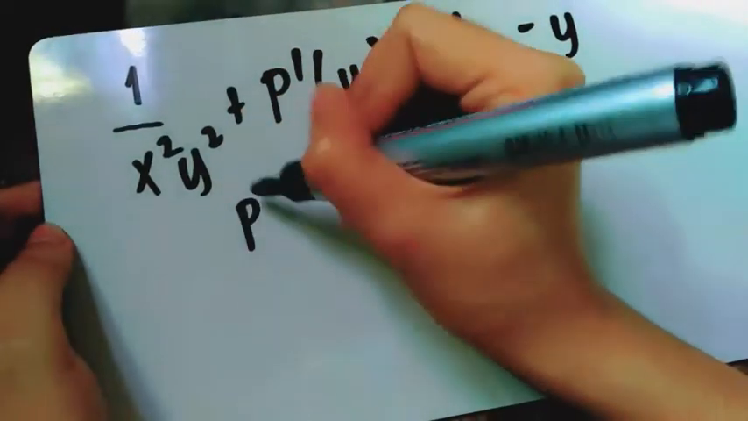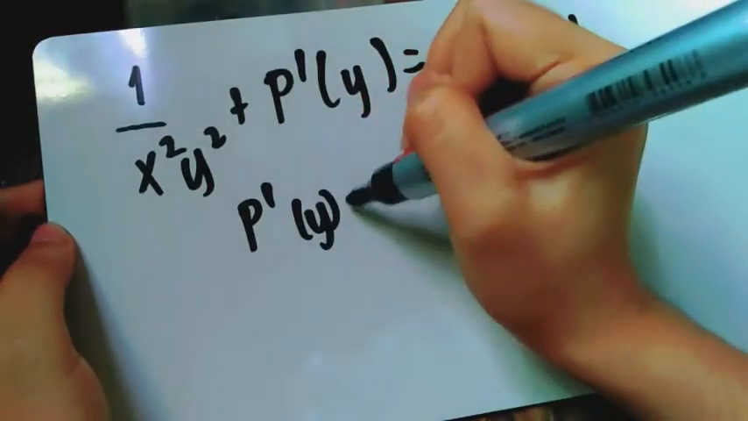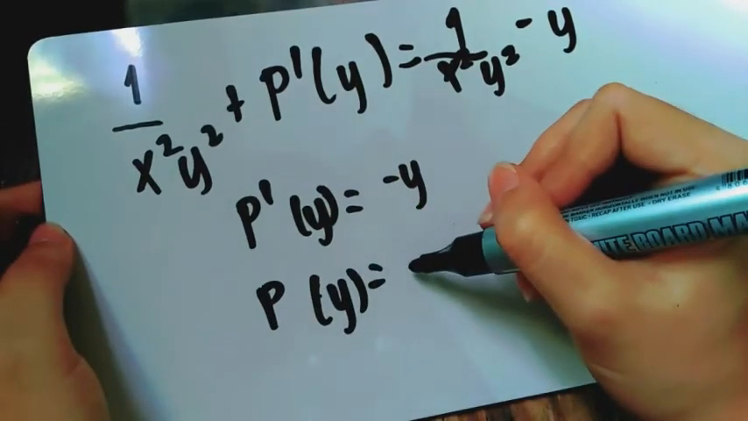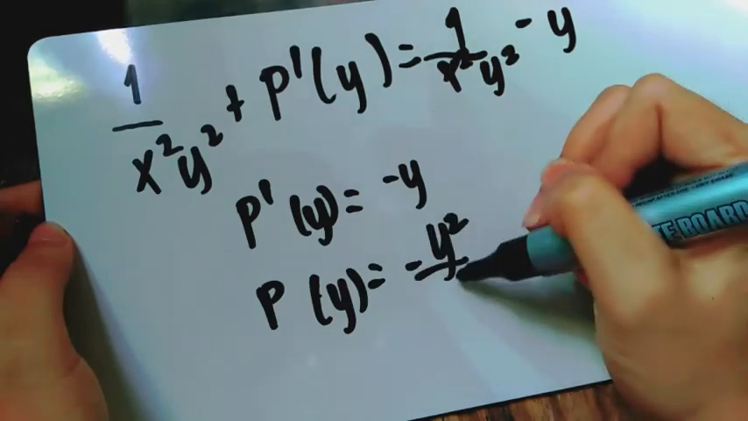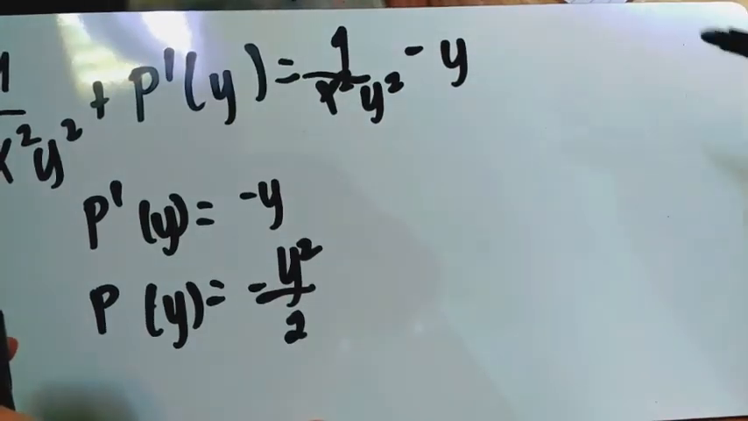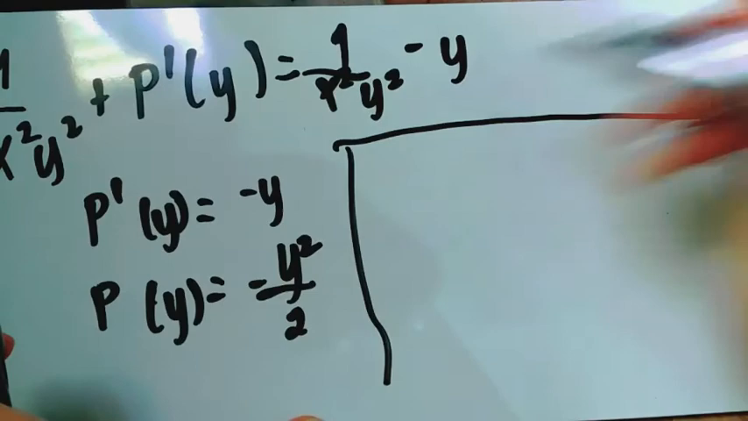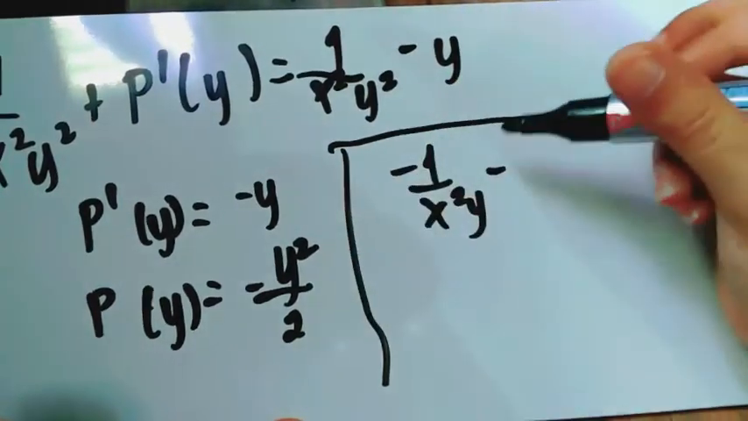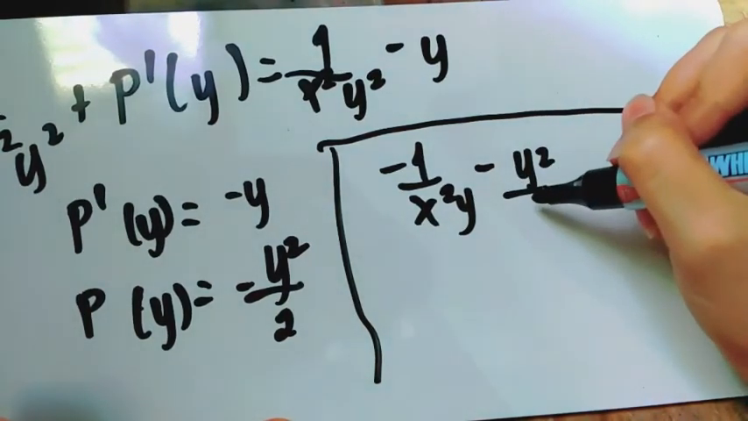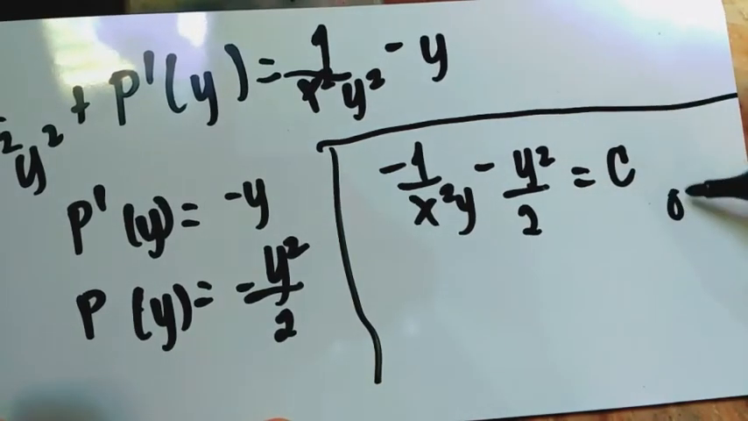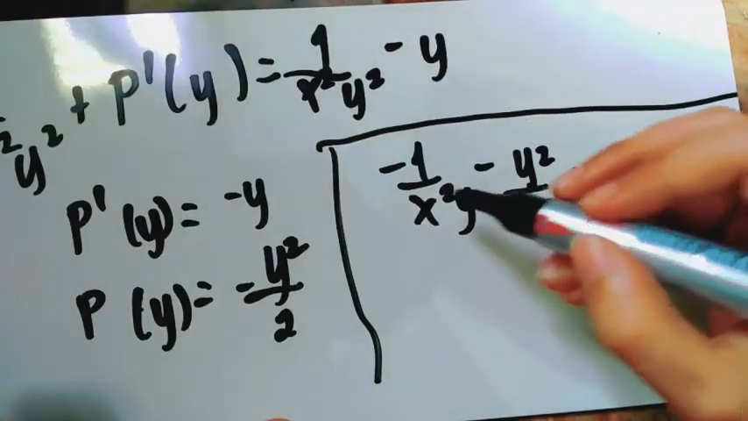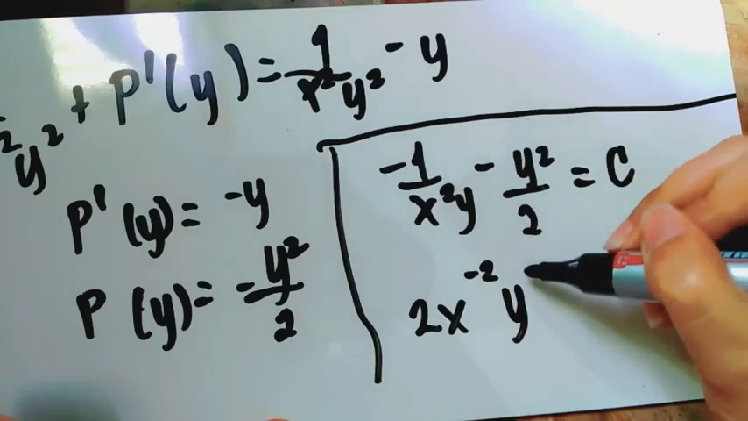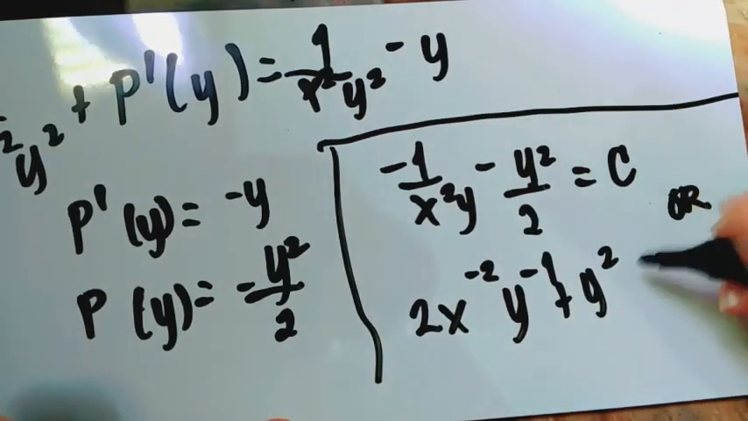Therefore, our p prime of y is negative y, so p of y is negative y squared over 2. The solution to our given differential equation is negative 1 over x squared y minus y squared over 2 equals c, or 2x raised to negative 2 y raised to negative 1 plus y squared equals c.